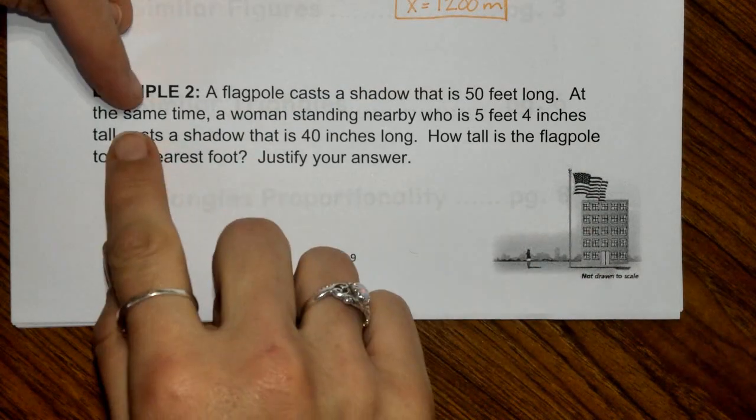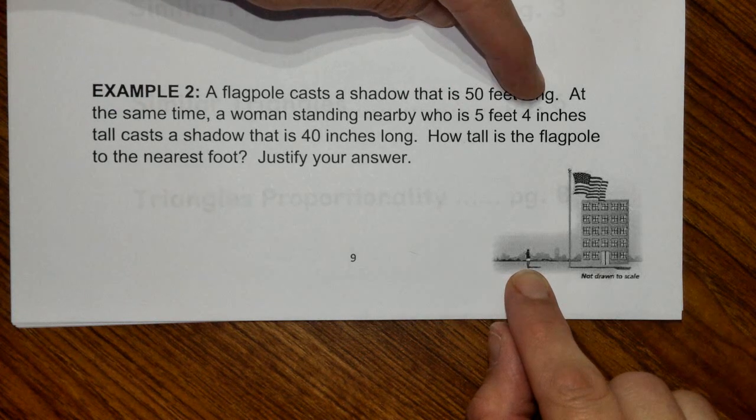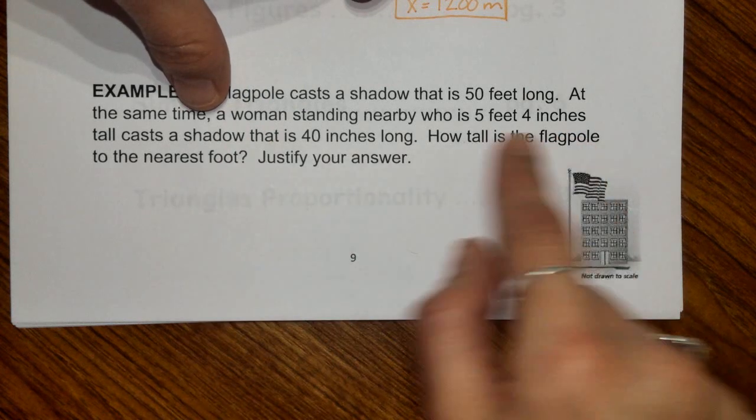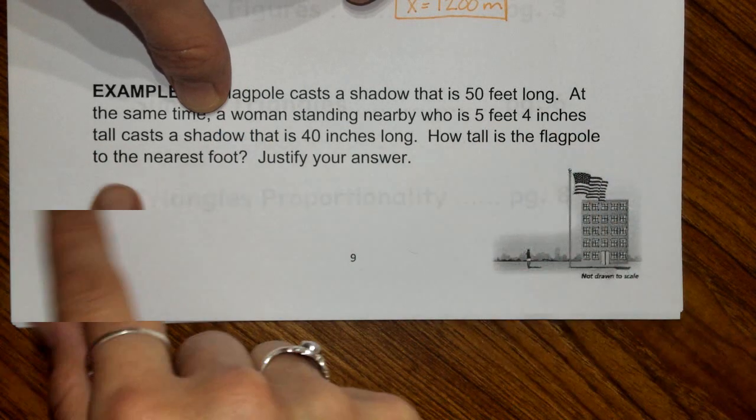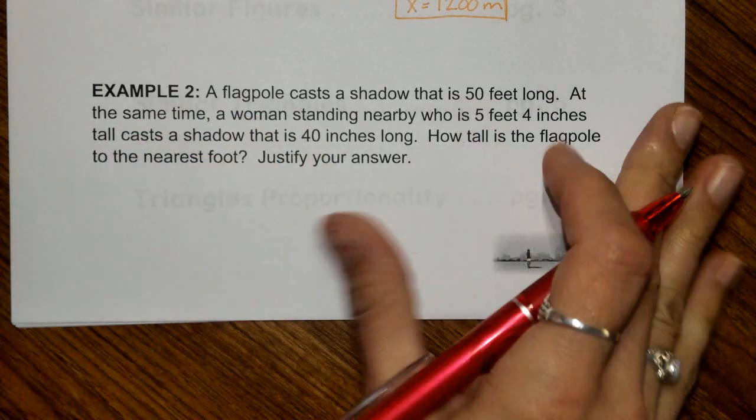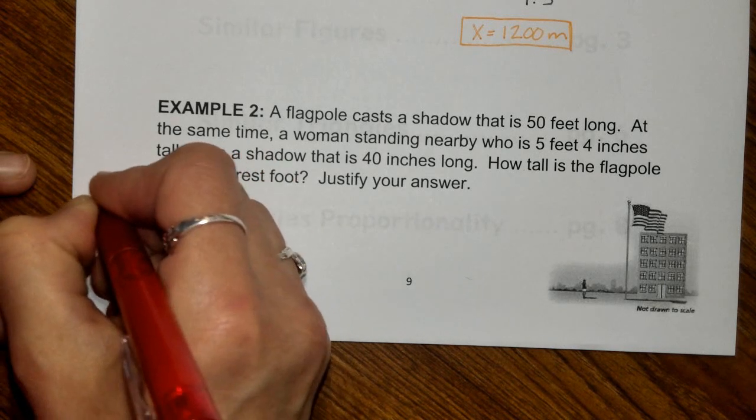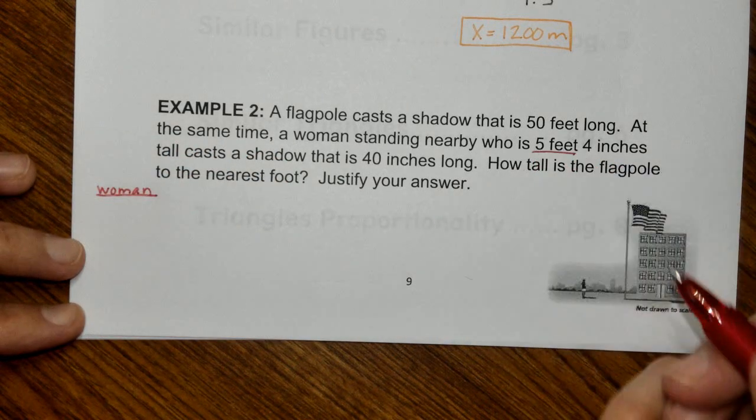Sorry about that. At the same time, we have this woman standing right here, and she has a shadow. She is 5 feet 4 inches, and the shadow is nearly 40 inches long. Look at all the inches in there. We don't want to deal with the decimal with these feet when the inches don't come out pretty. We're going to convert everything to inches. Just make this the easiest possible. Okay? Let's start off with the woman. So I'm going to go way over here. I'm going to write as small as possible. So we're going to start off with the woman. Now she is 5 feet and 4 inches.